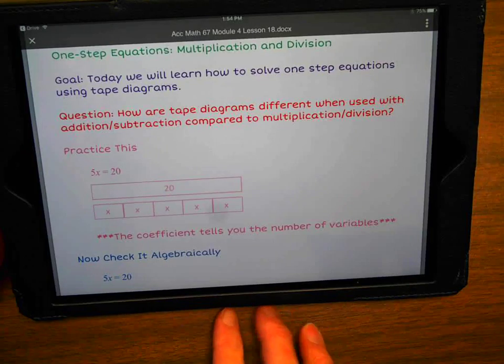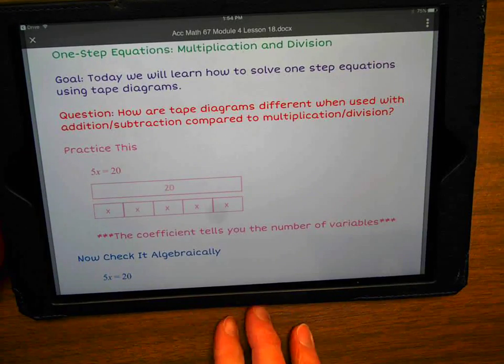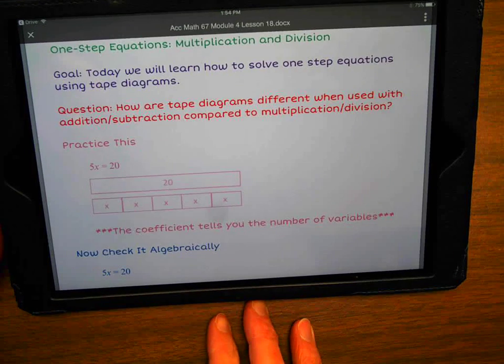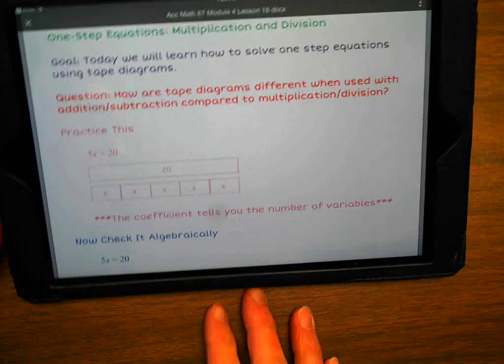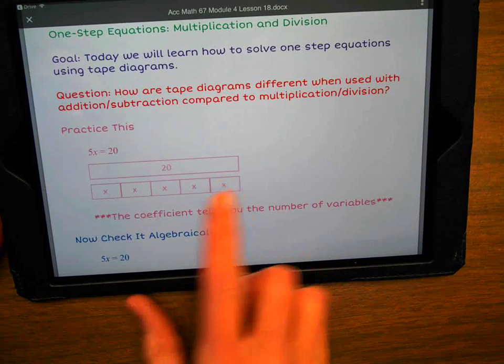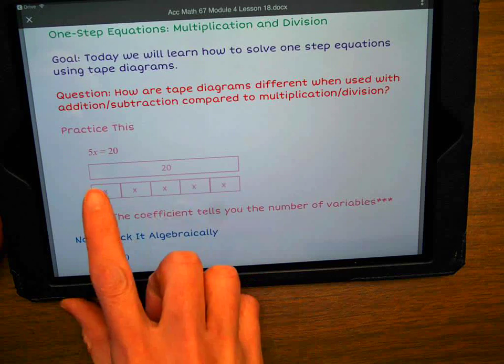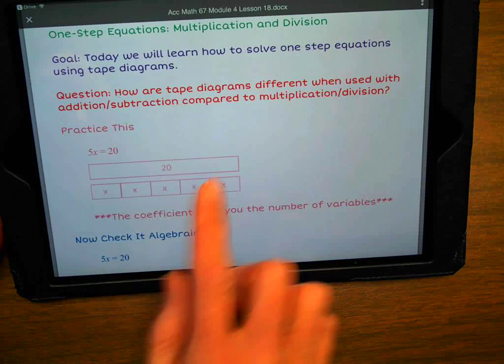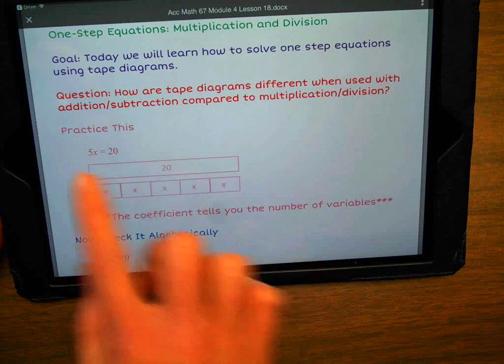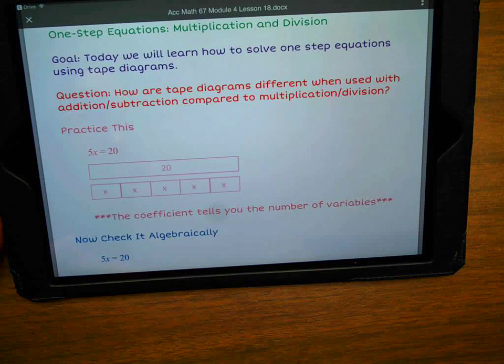We have 5 times the number equals 20, or 5x equals 20. So what we want to do is draw a tape of that. And I was telling you about this in our last lesson, that you draw 2 tapes so that you know what your whole is. So this whole piece right here is 20.